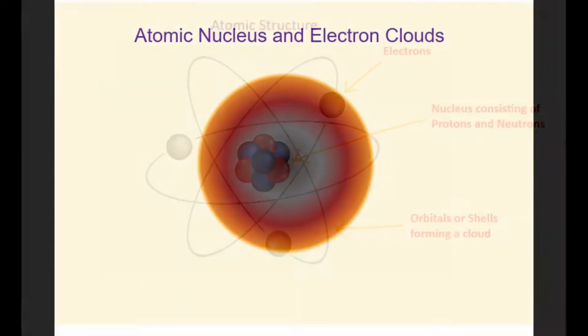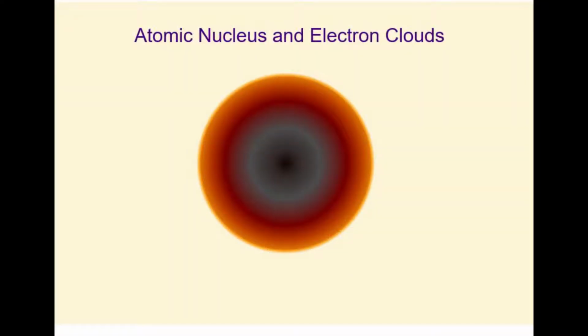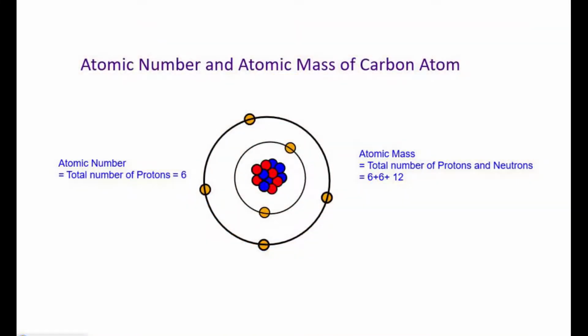The electrons are arranged in different elliptical orbits or shells at varying distances from the nucleus that form a cloud surrounding it. The electrons rotate around the nucleus in all directions. The number of protons within the atomic nucleus is the atomic number of the element. It distinguishes one element from the other.